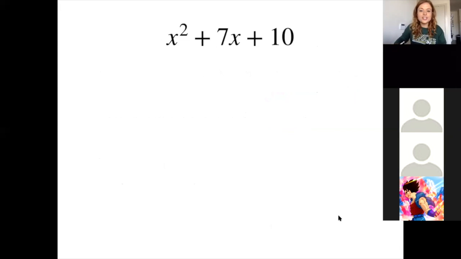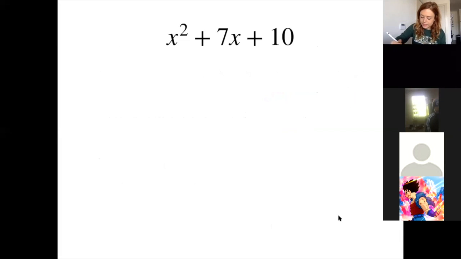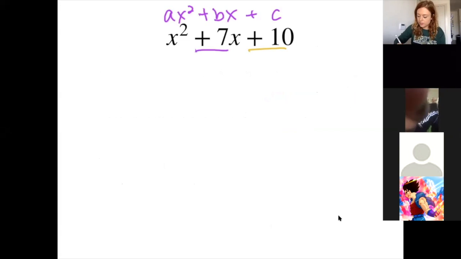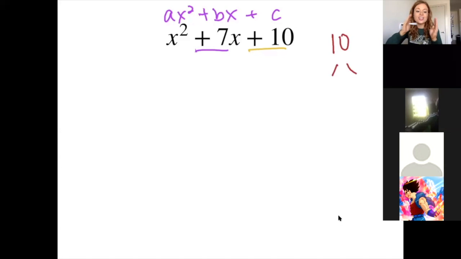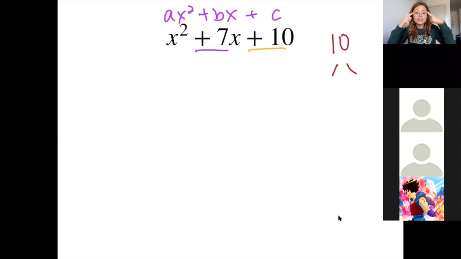All right, so moving on. So first example. Remember, this is ax squared plus bx plus c. So we need to find two numbers that multiply to be positive 10 and add to be positive 7. So let's go ahead and list our factors of 10. Remember, factors are the two things that multiply to give you a number. So the easy way is for you to list these out.